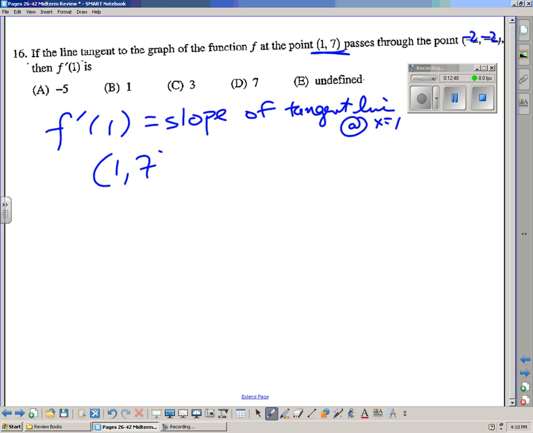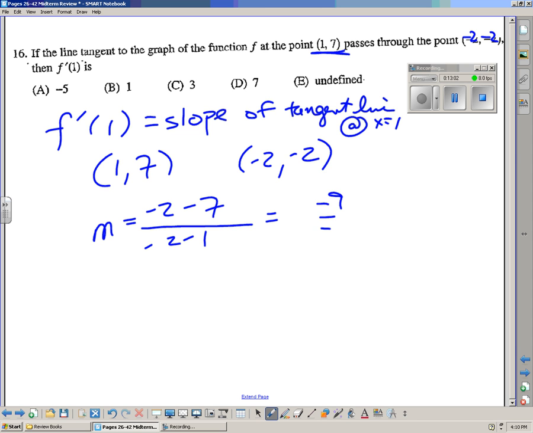And then they told us another point on the tangent line was negative 2, negative 2. This amounts to calculating a slope. Slope, negative 2 minus 7 over negative 2 minus 1. So we get negative 9 over negative 3, which is 3. Very easy question. If you understand what to do, it's very easy.